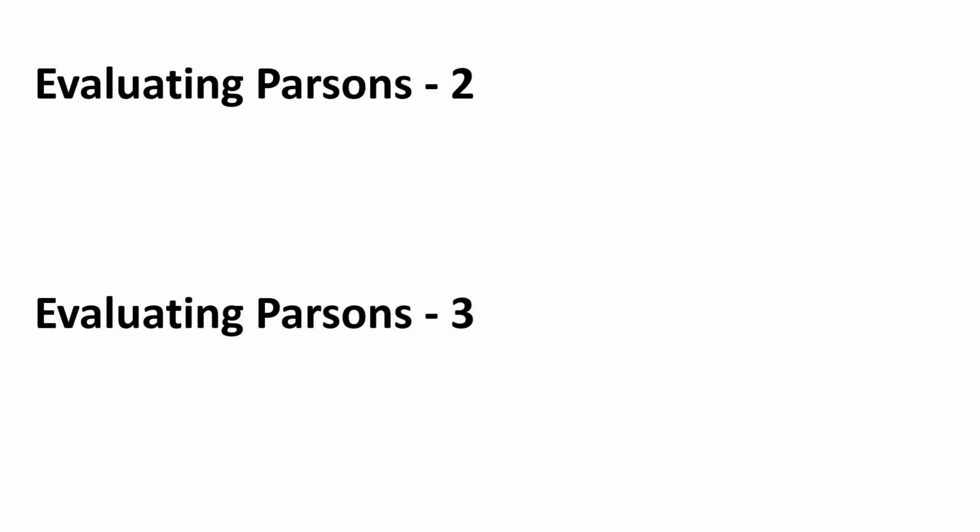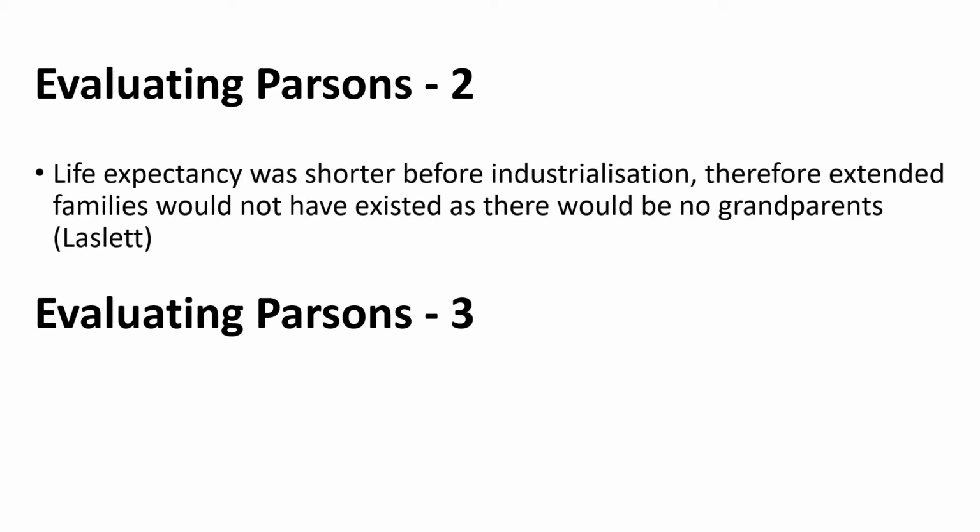Question 2, was the extended family dominant in pre-industrial society? So remember, Parsons says that before industrialisation, families were all extended. Now, a sociologist called Laslett argues that actually that can't have been true, because life expectancy was really short before industrialisation. So we wouldn't have had these big extended families because people wouldn't have lived long enough to become grandparents. So Laslett argues that actually these smaller families of 2 generations were probably more common.